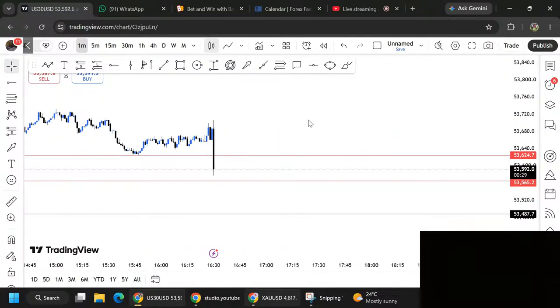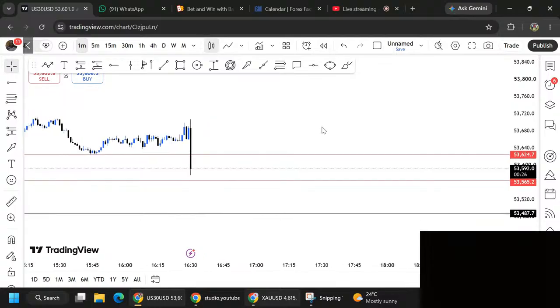Okay, that's a good one. Still need it to drop further. But I'm saying it's rejecting that level. So be patient. We're waiting for it to reject that level.